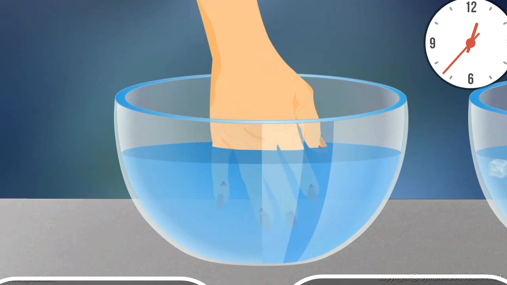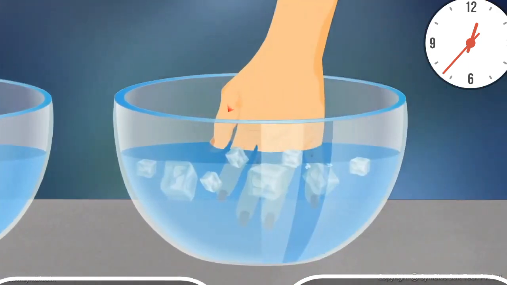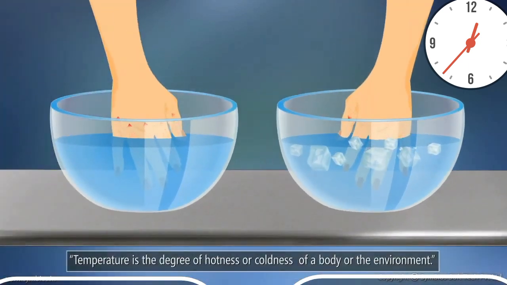When you touch the hot water, you will feel hot because heat energy flows from the hot water to your hand. When you touch the ice cold water, you will feel cold because heat energy flows from your hand to the cold water. Therefore, temperature can be defined as the degree of hotness or coldness of a body. We can also say that the temperature is the quantity by which we can compare the hotness or coldness of a body or the environment.